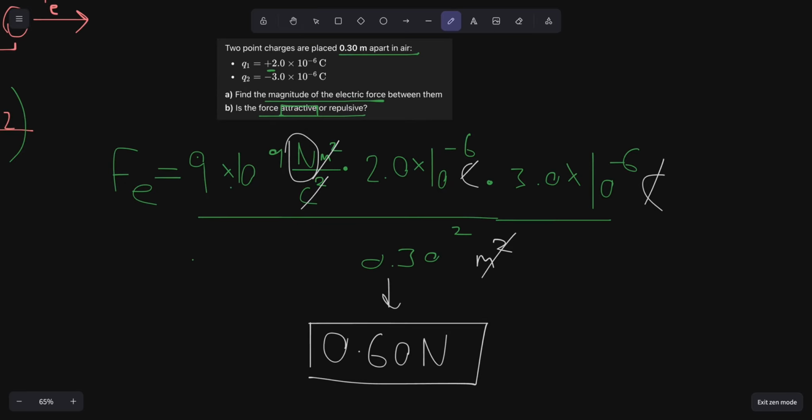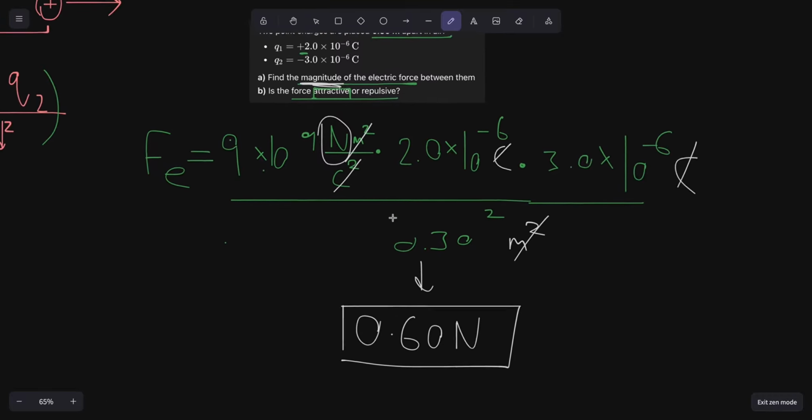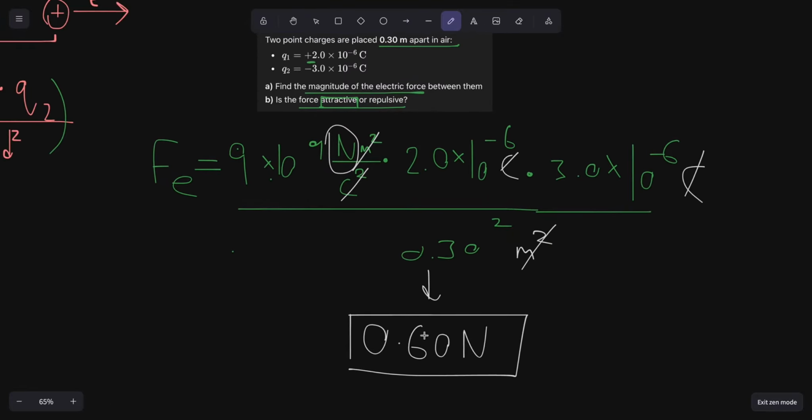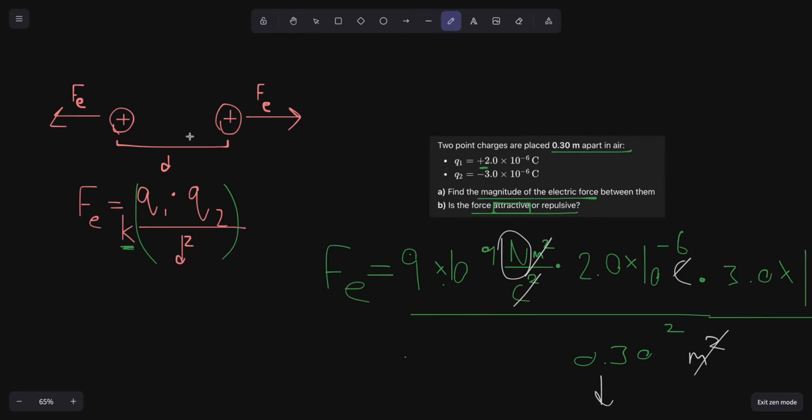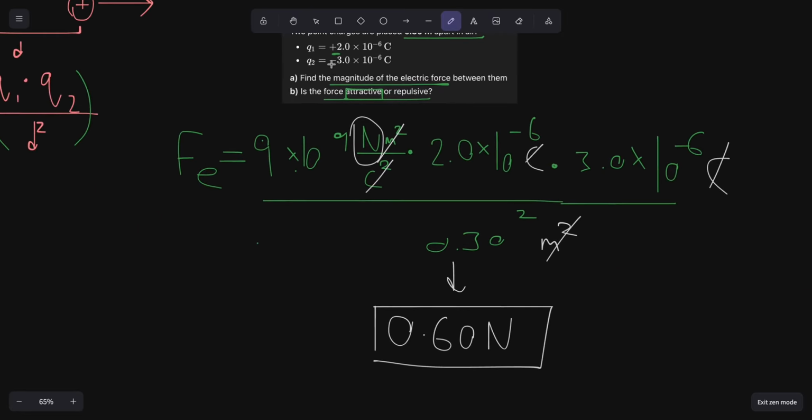For problems like these, they're always going to be asking for this magnitude. Magnitude means you just want to find out how much force is being exerted between these two. You don't care about the sign of this or that. You only care about the magnitude. When you are asked if the force is attractive or repulsive, then that's when you bring in the signs.